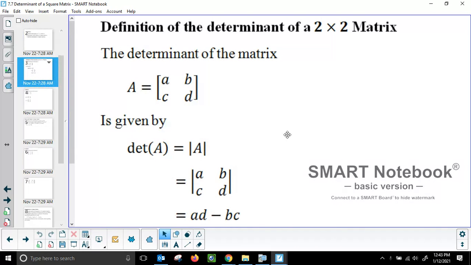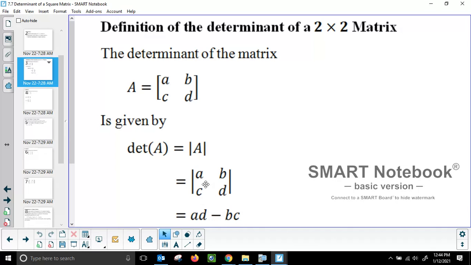So the definition of the determinant of a 2 by 2 matrix. The determinant of the matrix A, and this is a 2 by 2 matrix here, we just label the entries A, B, C, D. These will obviously be numbers. The determinant of matrix A, which you can also write as the absolute value bars around matrix A, is equal to AD minus BC.